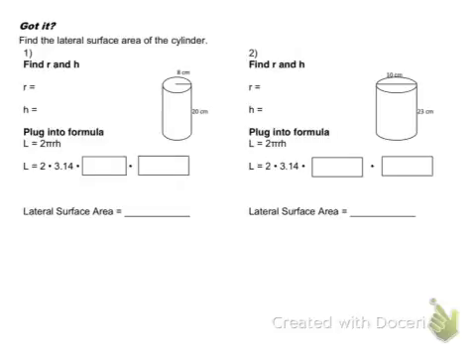Alright, so finding the lateral surface area of a cylinder, the radius is 8, and the height is 20, so I have 2 times 3.14 times 8 times 20, and you can plug that straight into the calculator. So we have 1,004.8 centimeters squared.